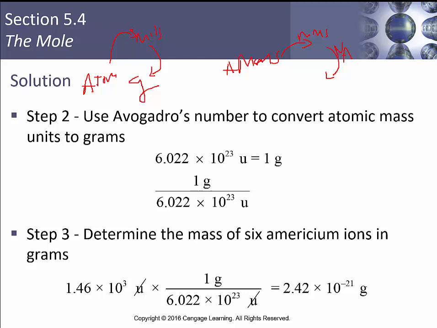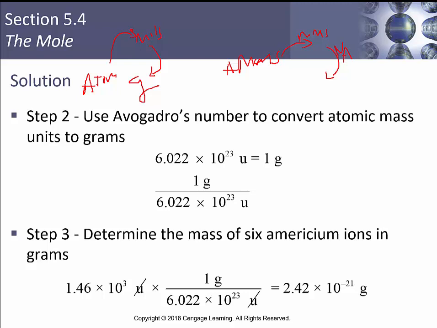They're going to multiply by Avogadro's number, and then to determine the mass of the 6 americium atoms, they're going to go 4.6 times 10 to the 3rd units times, for every 1 gram, there is 6.022 times 10 to the 23rd atomic mass units, giving you 2.42 times 10 to the minus 21 grams.